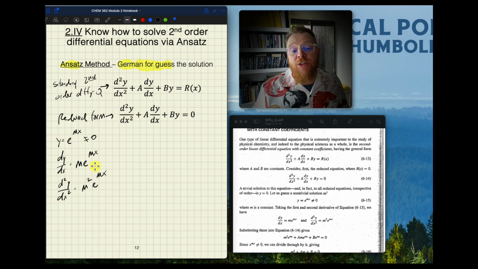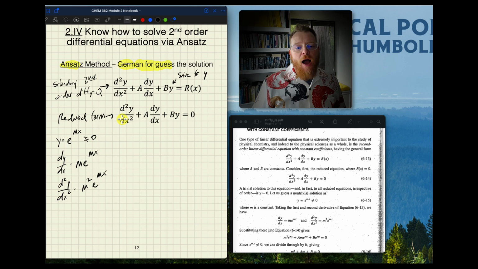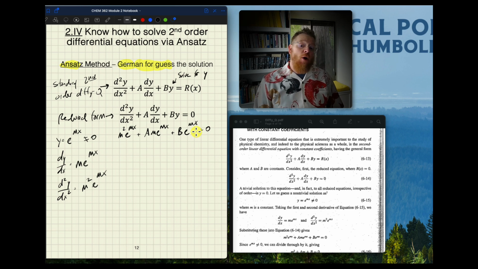And so now what we can do is plug these things back into our reduced form, and we'll see that it's going to make solving this equation for y much easier. So I'll just remind you, right? We're solving for y. Okay, so when we plug this in here, this becomes m squared e to the mx plus, and we're going to keep that constant a there, and now multiply it by the first derivative. So now that's me to the mx, and then finally we'll multiply b by our original guess solution, e to the mx, and all of that equals 0.